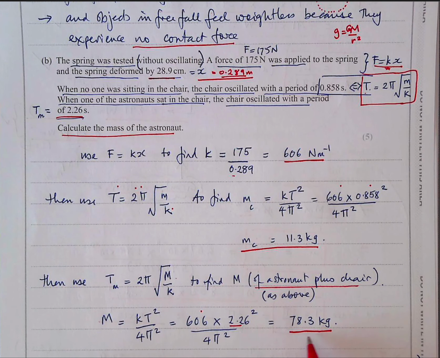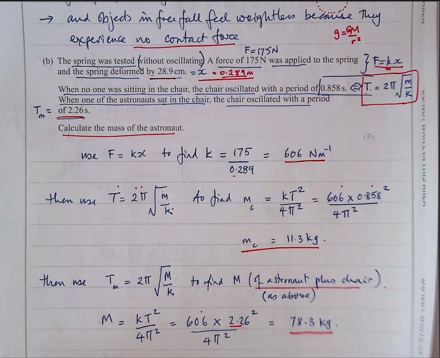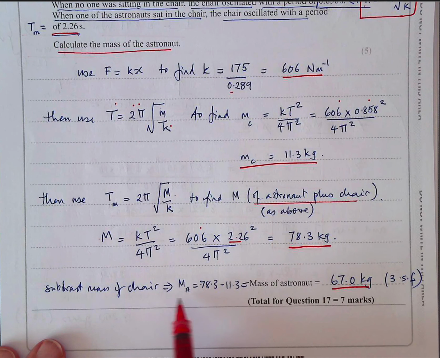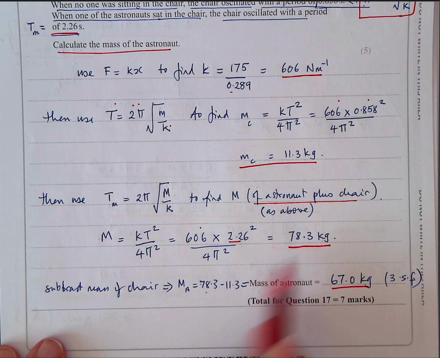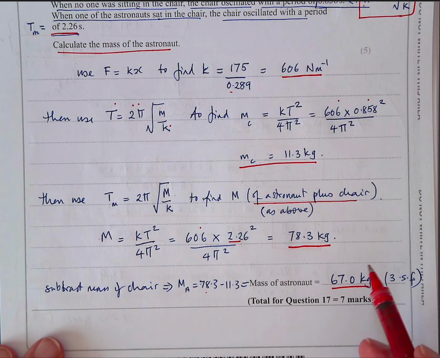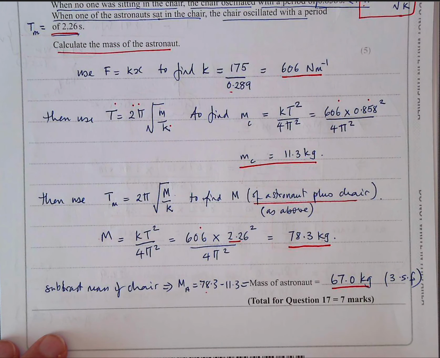This is the total mass of the astronaut plus the chair. Take away 11.3 and you're left with 67 kilograms, the mass of the astronaut. Subtract the mass of the chair, 11.3, off 78.3, you get 67.0 kilograms. I've put it to 3 significant figures, because both of them are 3 significant figures.